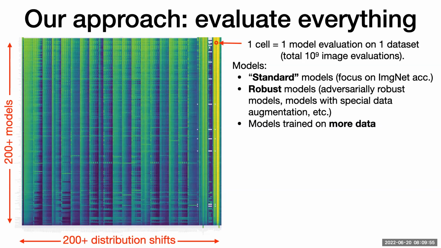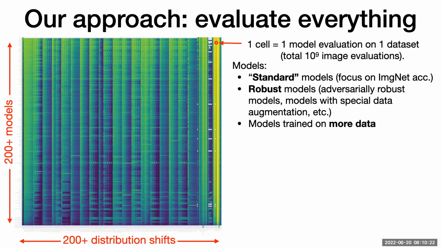These are models trained with some robustness intervention in order to be more robust to one kind of distribution shift. And then the third kind of model that's important in this experiment are models trained on more data. In the first 2 bullet points, all models are trained just on ImageNet, but it turns out that models trained on additional training data have very interesting robustness properties. And we also collected some of those. Okay, so this is the model dimension of the testbed.